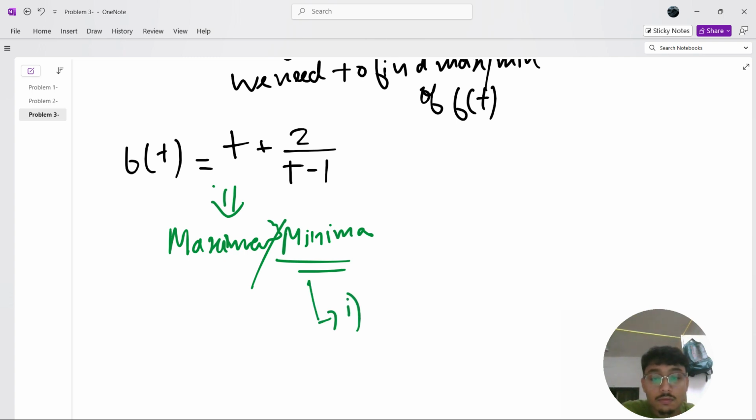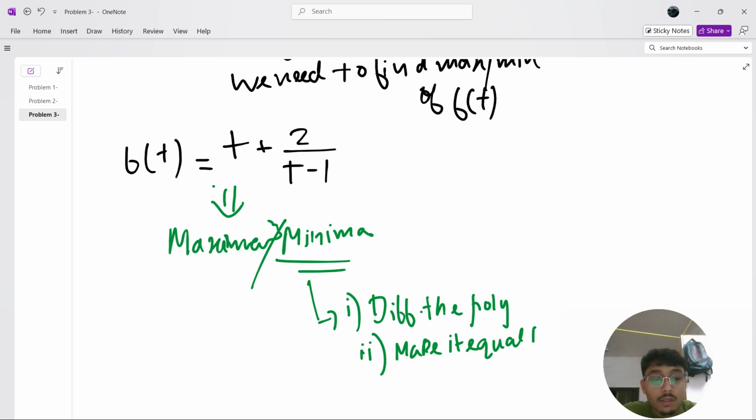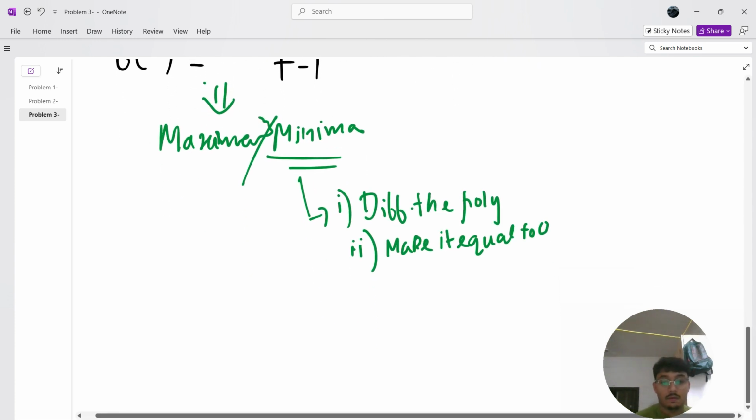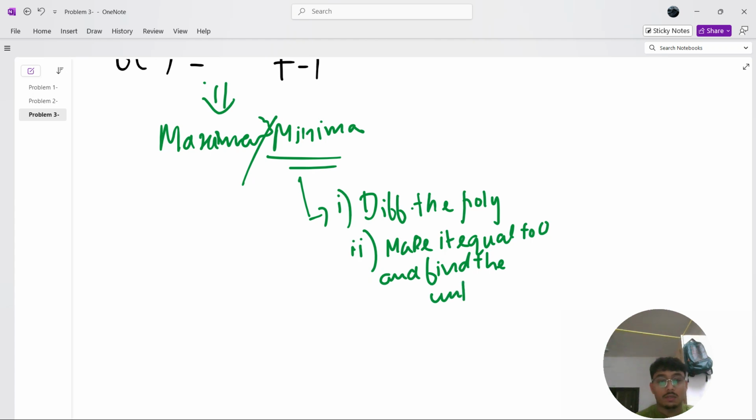Step 1, differentiate the polynomial. Step 2, make it equal to 0 and find the unknown.